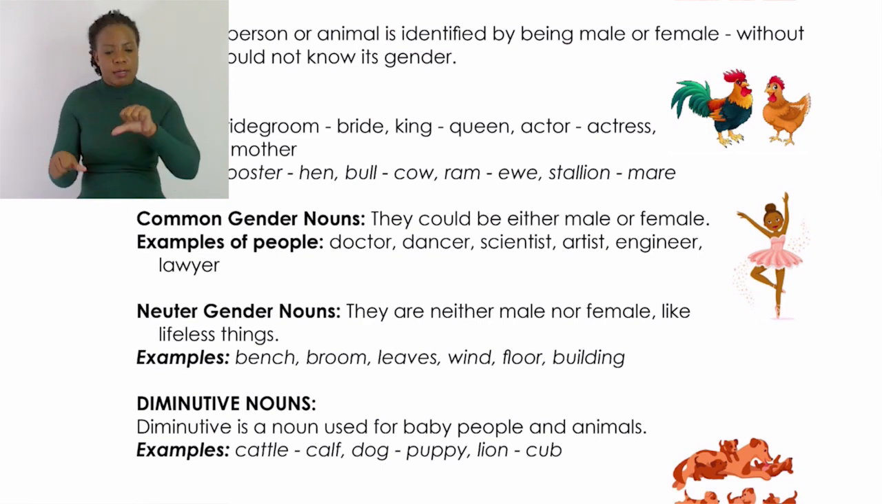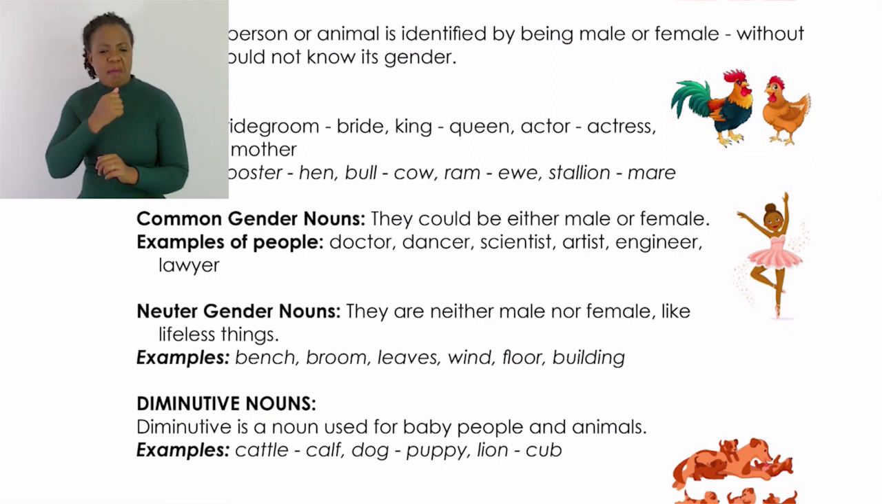Scientist. I've heard people saying, my mother is a scientist, my brother is a scientist. So the noun scientist works for both. Artist, engineer, and lawyer.